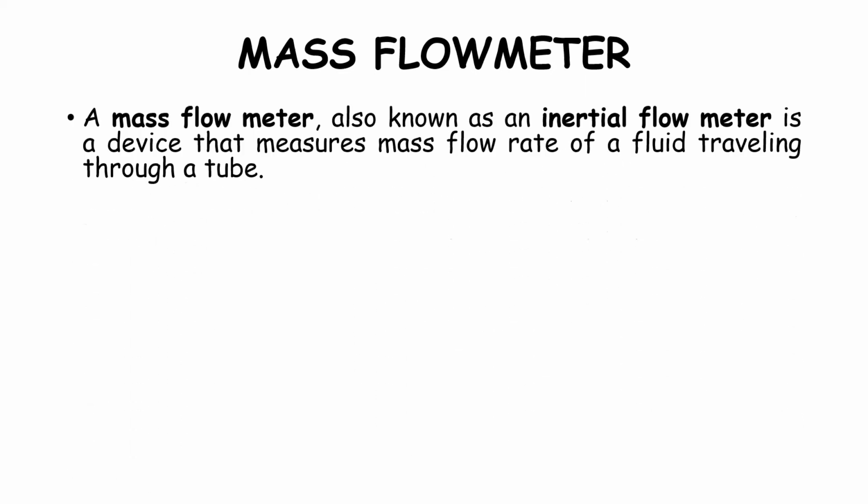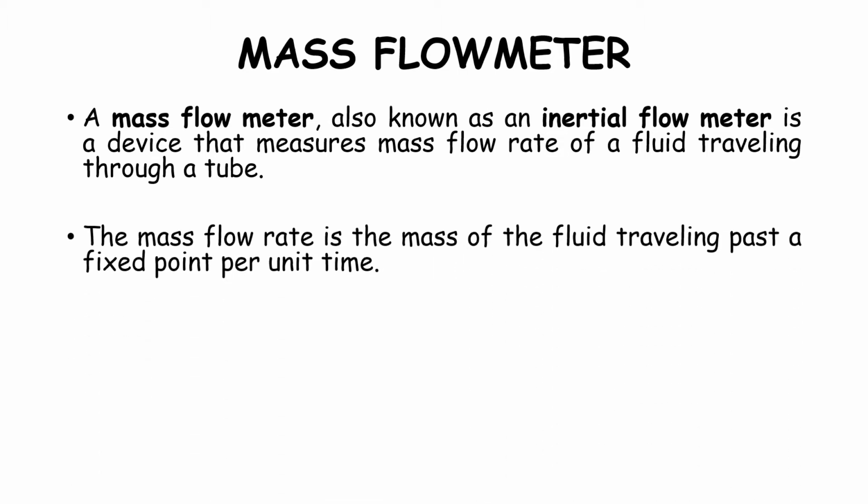The topic for today's discussion is mass flow meter. So let's see what is a mass flow meter. A mass flow meter is also known as an inertial flow meter. It is a device that measures the mass flow rate of a fluid traveling through a tube.